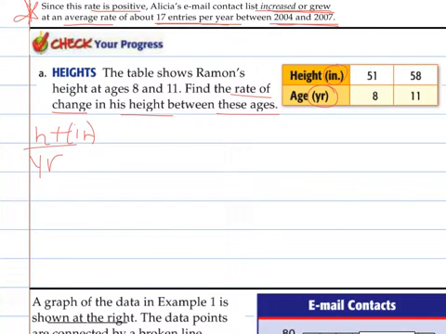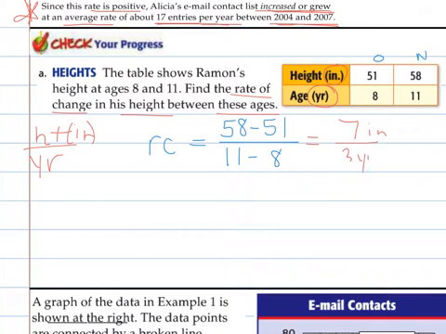So my rate of change is the change in the height. Ramon's at 58 inches now, when he was at 51. So if I subtract the new and then take the old away from it, I'm going to find out how much he grew. From now, he's 58 to then he was 51. So that means he grew 7 inches in 3 years.